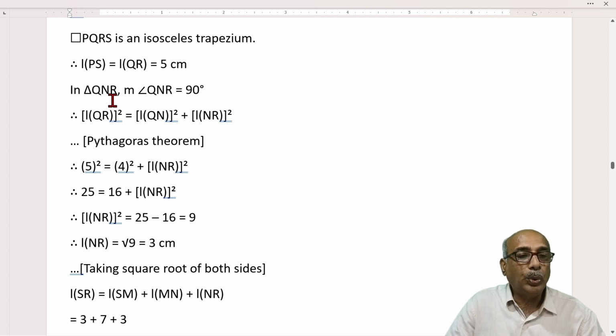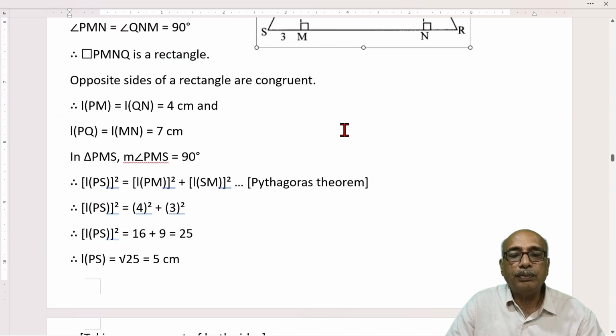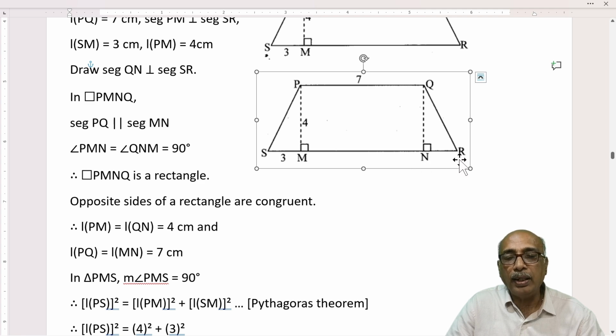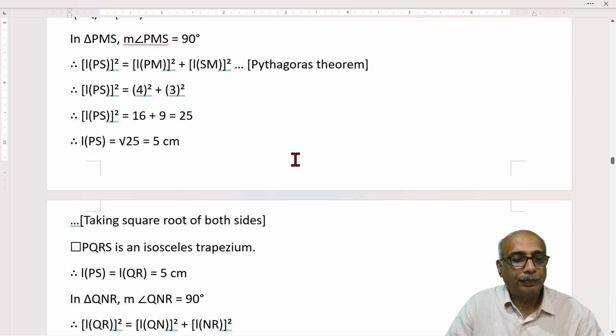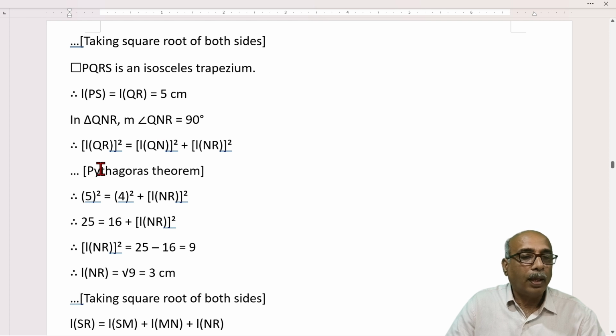In triangle QNR, here you see, QN is given 4, opposite side of a rectangle. This we have calculated 5, so QR also equals 5. Now we have to find out NR. So in triangle QNR, angle QNR equals 90 degrees. By Pythagoras theorem, substituting the values, we get NR square equals 25 minus 16 equals 9. Taking square root on both sides, NR equals 3 centimeter.